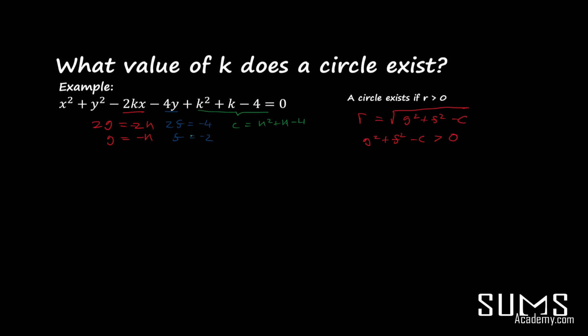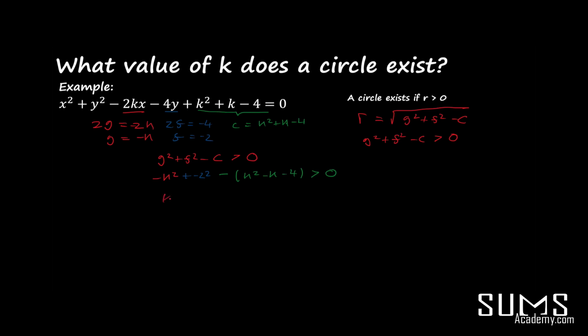Okay, so let's have a think. Knowing all this, we've got the condition g squared plus f squared minus c must be greater than 0. Now we can substitute in all our values. So this becomes minus k squared plus minus 2 squared minus k squared plus k minus 4. It's got to be greater than 0.